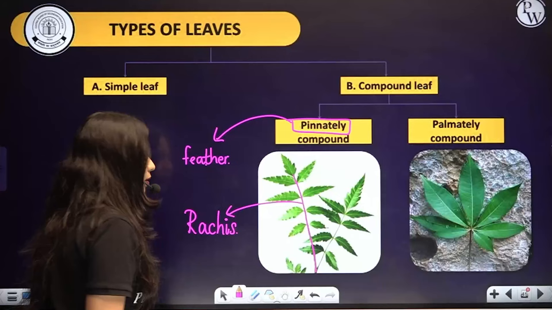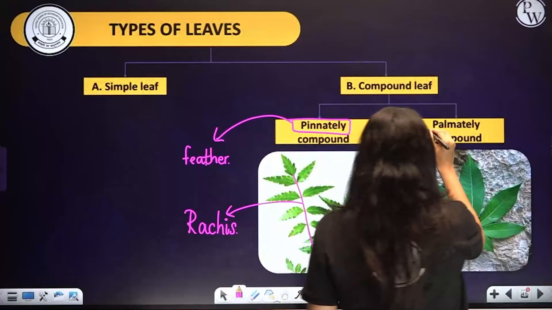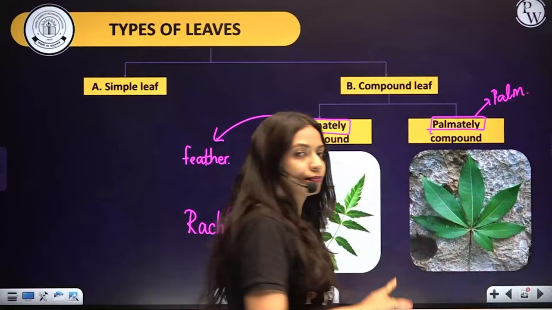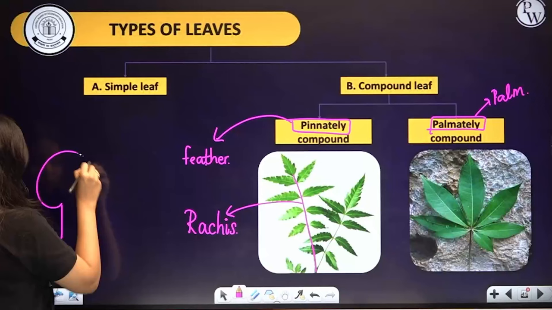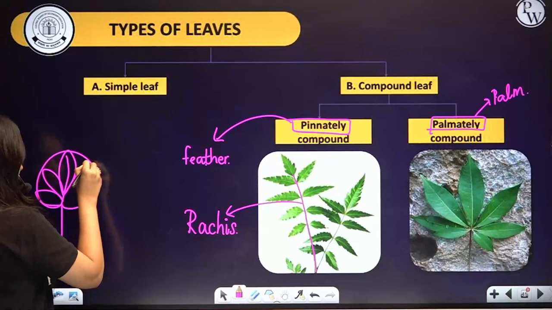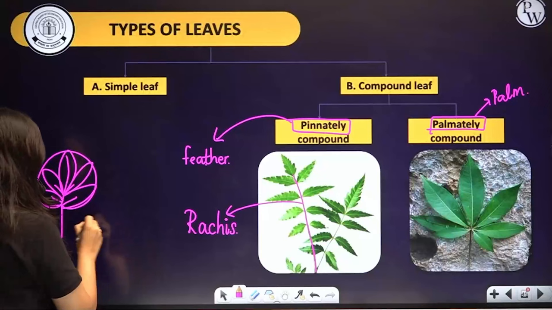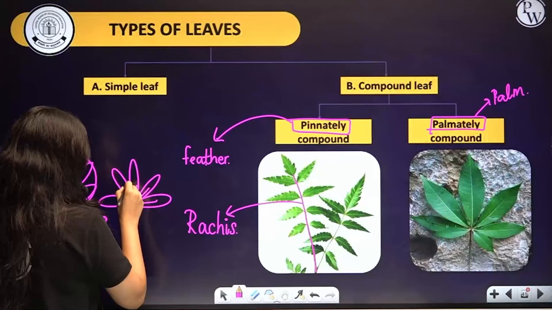In palmately compound leaves, palm refers to the palm, like the palm of your hand. Imagine this was a leaf. This has been given incisions. I mean, the incisions over here have reached till the midrib. Eventually, it became a leaf like this. These are the leaflets.